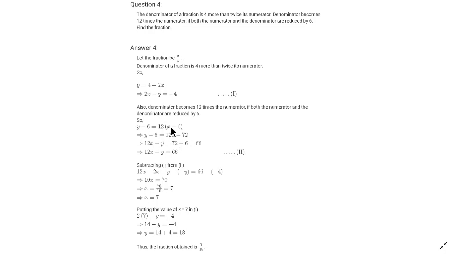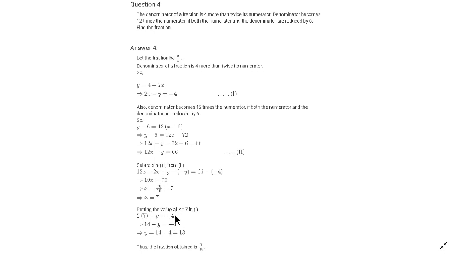We will solve it. 12x minus 12 into 6, 72. So this is condition number 2, equation number 2 we got. Now we will solve it as simultaneous equations. What we can do is simply subtract, because there is a minus y and minus y, the same sign. If we subtract them, they cancel each other, and we get the answer x is equal to 7.